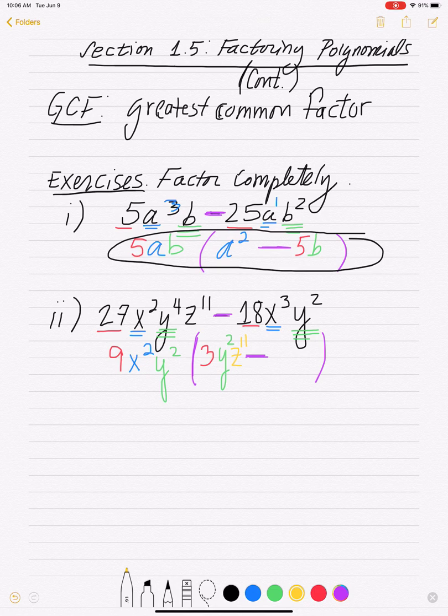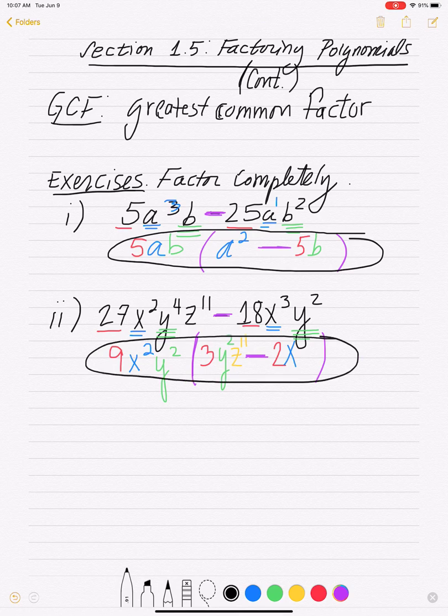After the minus sign, you have to ask the question: what times 9x squared y squared gives you 18x cubed y squared? First of all, focusing on what times 9 gives you 18, that's 2. 2 times 9 is 18. And the question is, what times x squared gives you x cubed? That's going to be an x. And you're going to pick up your y squared that you need in front of the parentheses with the greatest common factor. So that's all we have here for a greatest common factor.